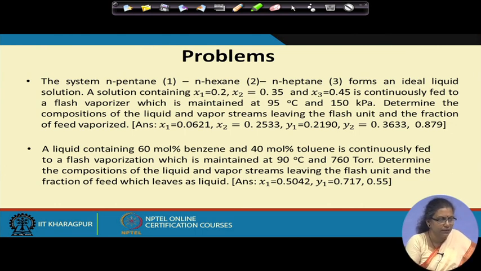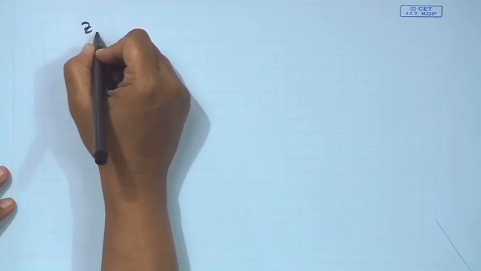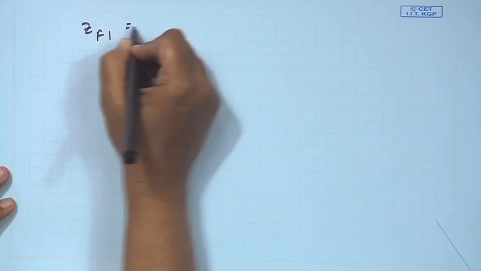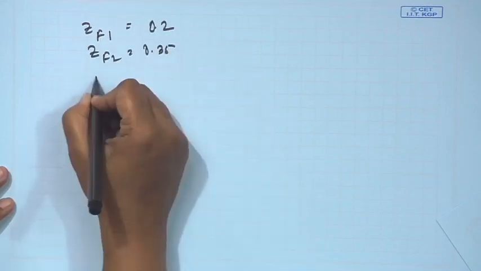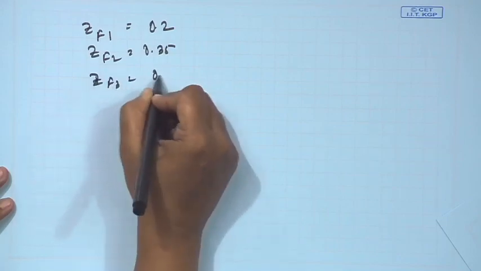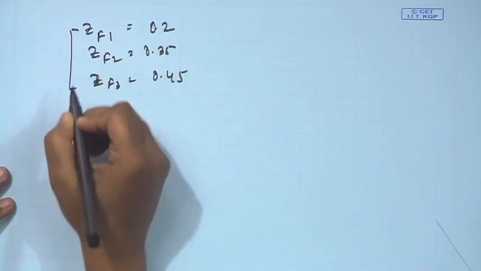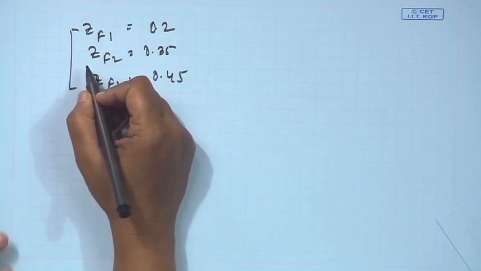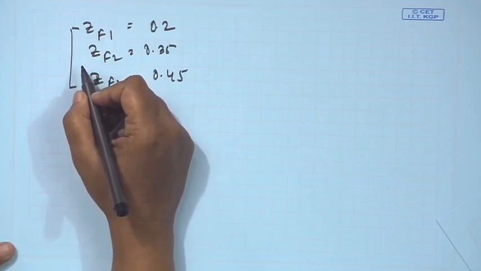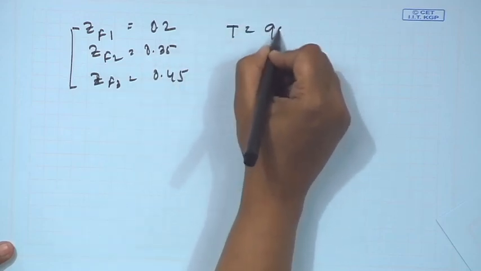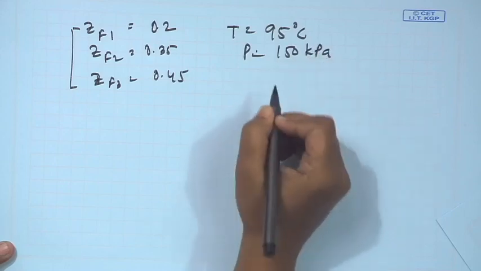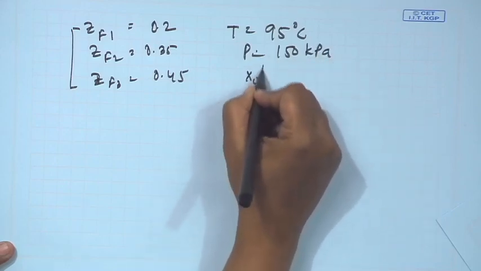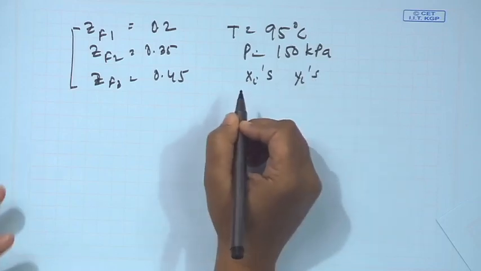In this particular case, the way I have told you, the compositions are given, the ZFs are given. So ZF1 equals 0.2, ZF2 equals 0.35, ZF3 equals 0.45. We note that the Z's are actually X's here because we introduce an ideal liquid solution here. The temperature is given as 95 degrees centigrade, the pressure is given as 150 kPa. What are we required to find out?